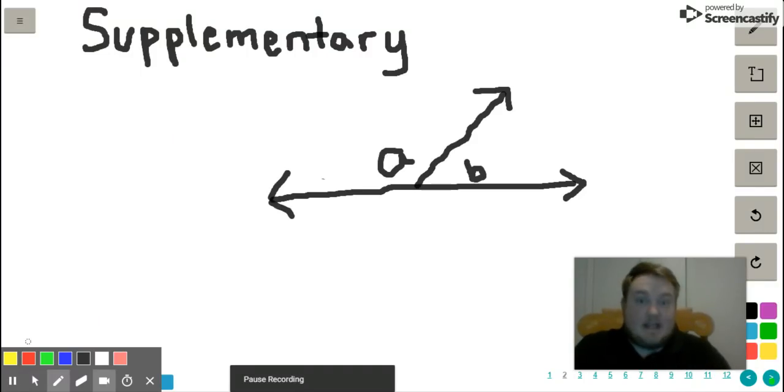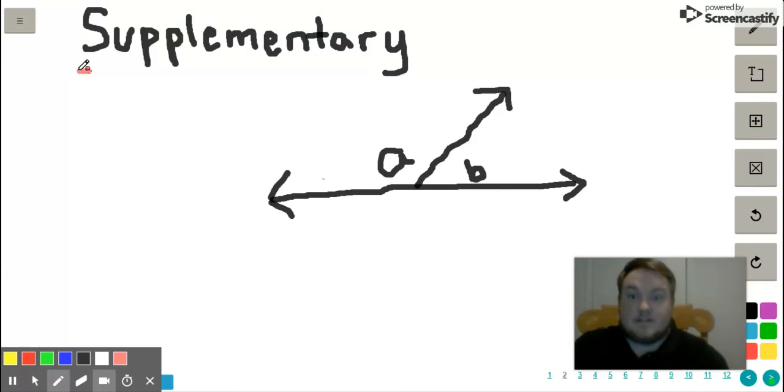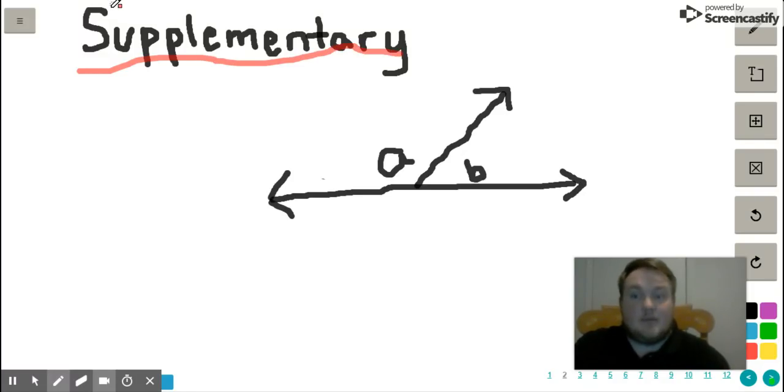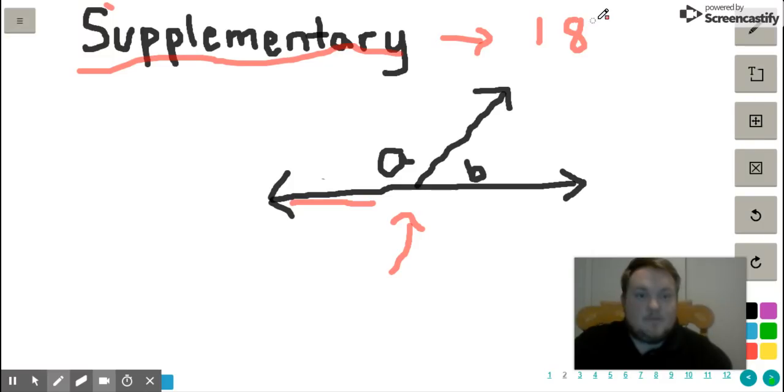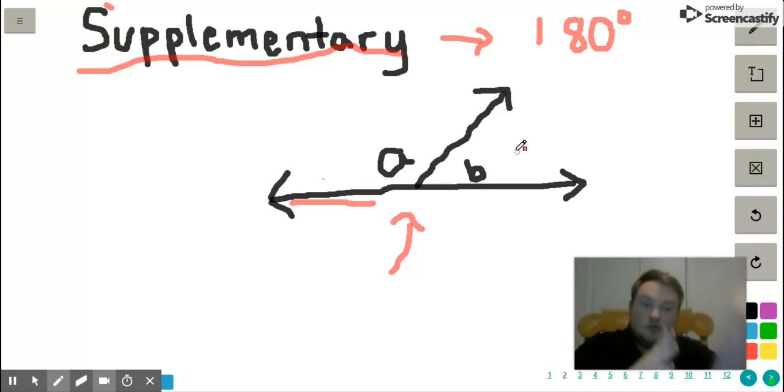Now, the second angle relationship is supplementary angles. And supplementary angles are two angles that form a straight line at the bottom. And you can see in this little angle relationship right here between angles A and B, a straight line is formed right at the bottom there between the two angles. Straight lines add up to 180 degrees, okay? A straight line is 180 degrees. So when you add the angles together, they're going to equal 180.